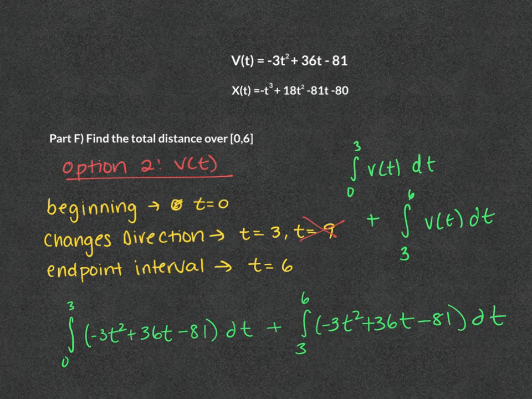But don't forget that you have to take the absolute value. So when you put the first one into the calculator, you should have gotten negative 108. So we have to take the absolute value of that. So we get positive 108. And then when you put the second one into the calculator, you get a positive 54. So when you add them together, 108 plus 54, you get your answer of 162.